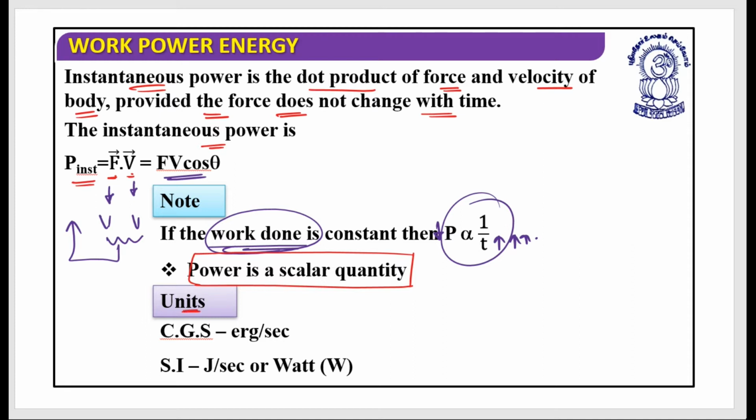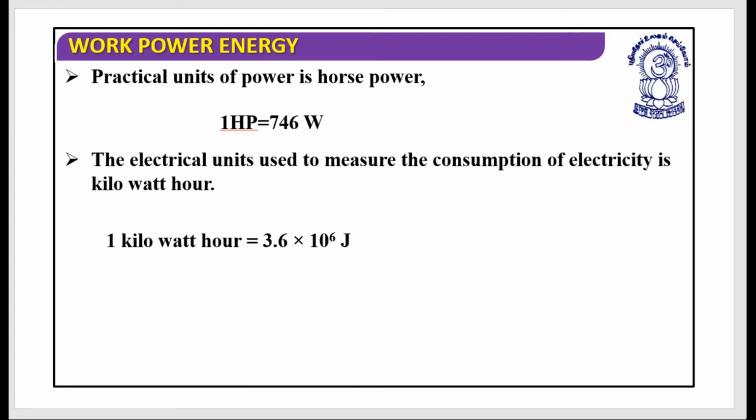The CGS unit is erg per second. In the SI unit, it is joule per second, or we can say watt. It is not volt, it is watt. The practical unit of power is the horsepower. Generally we use it. You need to remember this relation also: 1 HP is equal to 746 watt.